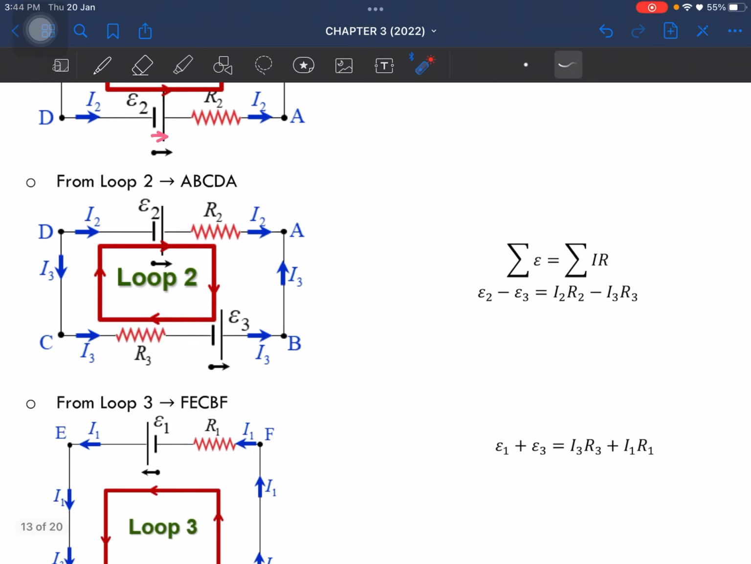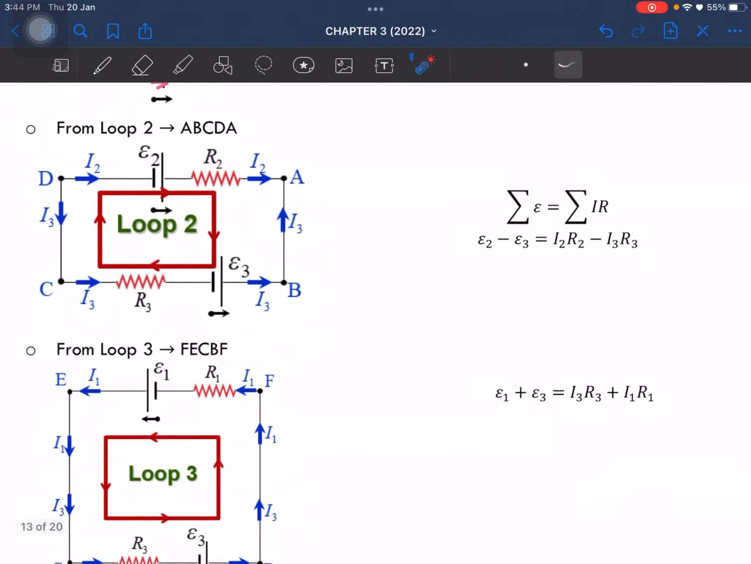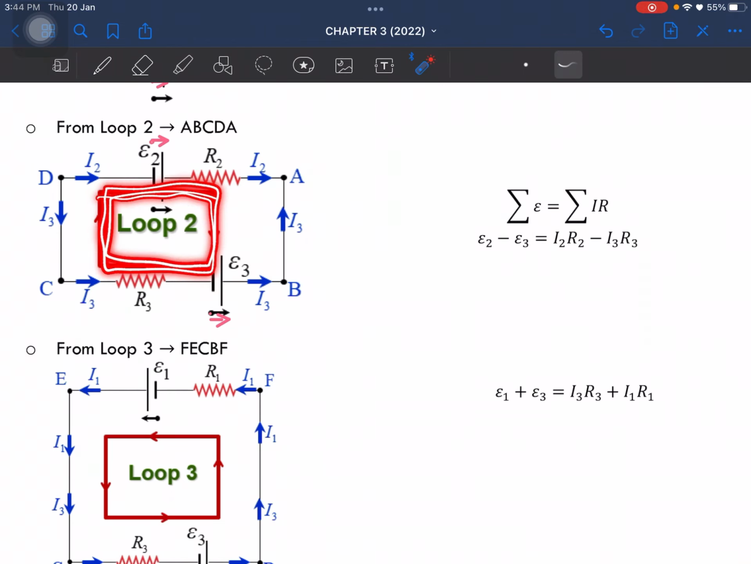Now let's look at loop number 2. The direction of the EMF is to the right, and this one is also to the right. Let's look at E2, the same direction. This loop is now clockwise. So the direction of the loop is clockwise, and the EMF for E2, epsilon 2 here, is similar to the direction of the loop, so it is positive.